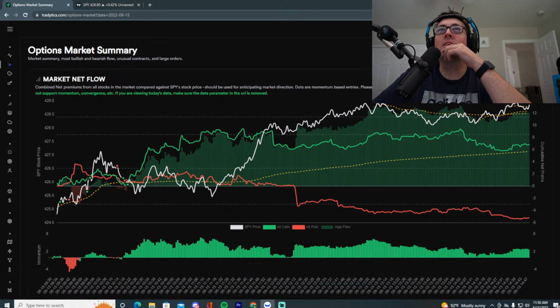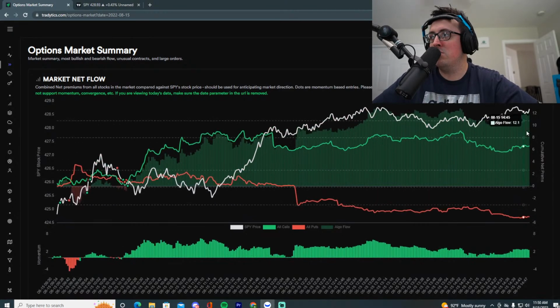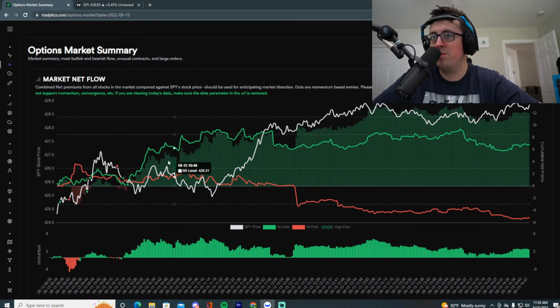SPY is testing high of day, guys, right now. 429. We should get it. Look, there's no puts being bought. Calls have just been going all the way up all day long, staying strong from like 6 million to like 10 million or so. It's been staying in this range really well. And puts have stayed below 0.